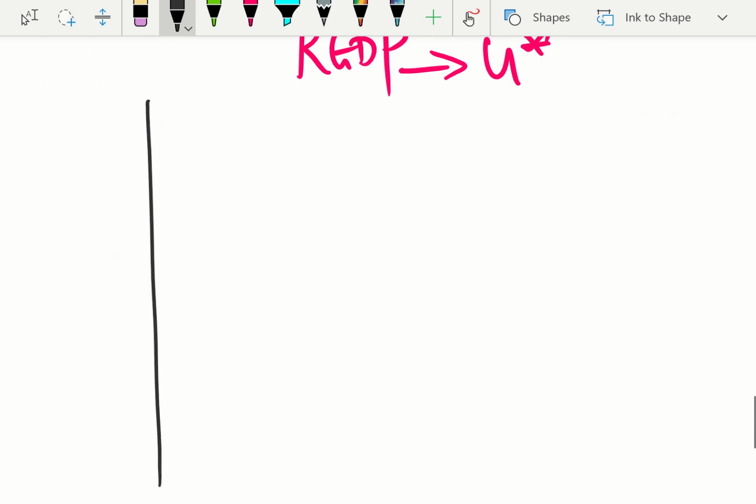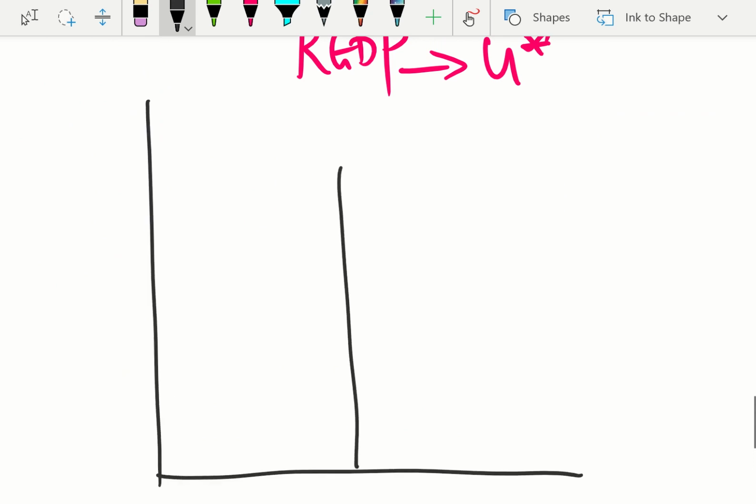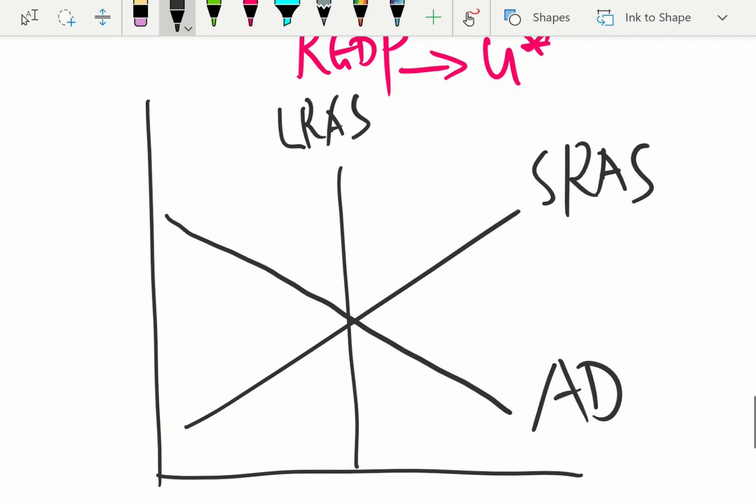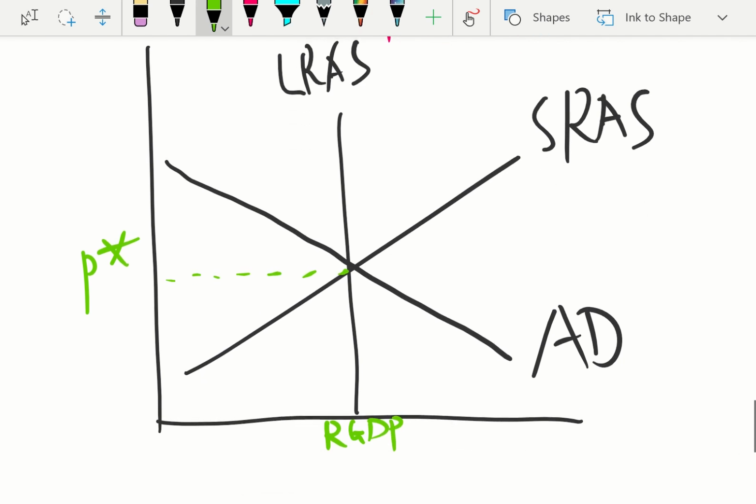All right, so first we start drawing our regular supply demand curve graph. So long run aggregate supply curve, short run aggregate supply curve, and then we'll have our aggregate demand curve right here. All right, let's label this. So this is our P star, that's our initial price level, and then we'll have our real GDP. Give me some more space. There. So that's our potential output. Okay, so right now the economy is in equilibrium.